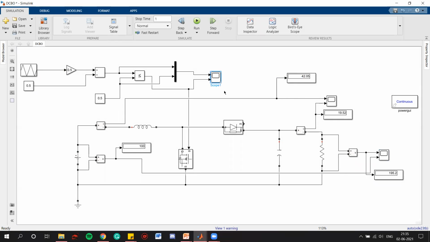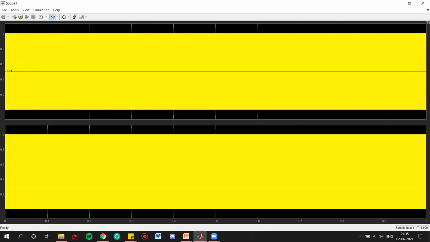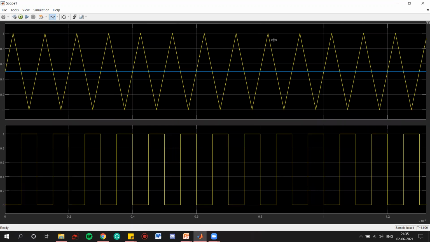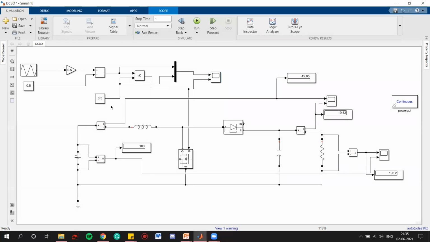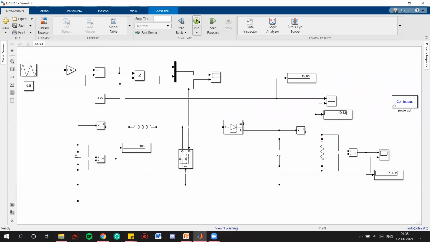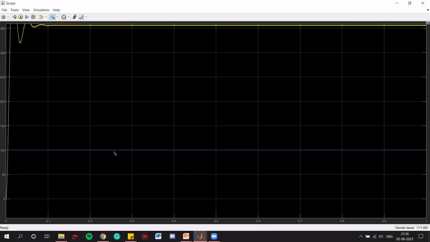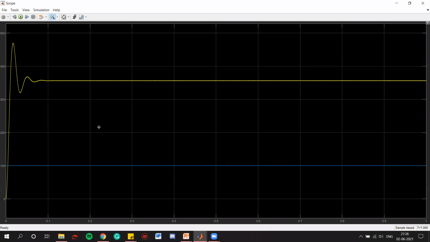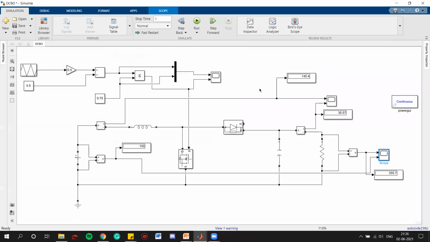So here now we can see this is for 50% duty cycle. Let's do for some more. Let's take 0.75, that is 75% of the duty cycle. If we run this whole thing for 75% duty cycle, we can see the output will go up to 355 volts. See, it will go up to 355. So from 100 we are getting up to 355 volts.